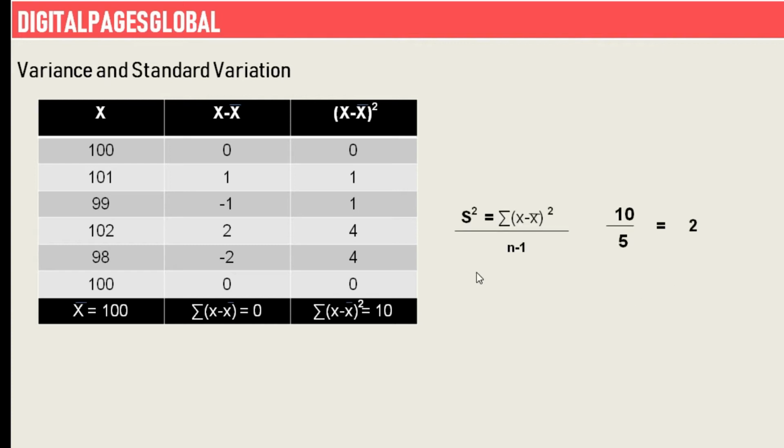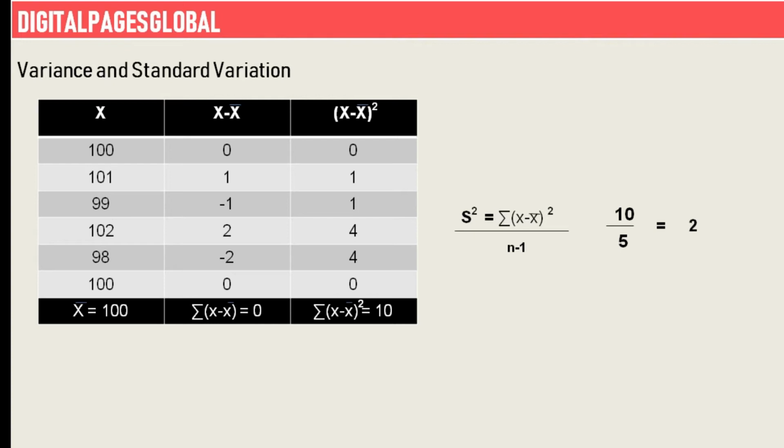So if I apply this in the formula, variance S square of a sample is equal to sum of x minus x bar square divided by n minus 1. We take n minus 1 here because for a sample we use degrees of freedom. I will probably explain this in some other video in detail, but for now just consider we don't take the number of items here, we just take number of items minus 1.